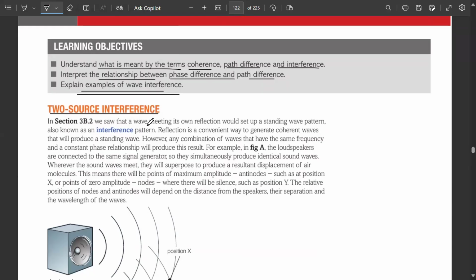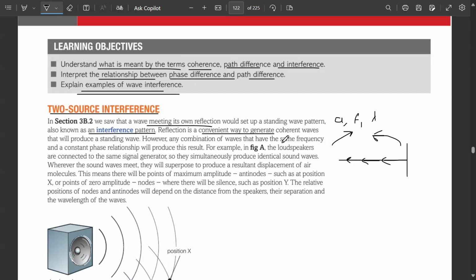So we saw that a wave meeting its own reflection would set up a standing pattern known as an interference pattern. And reflection is a convenient way to generate coherent waves because it's one source. When it reflects back, the same wave is just going to reflect back. So that is coherence. Coherence means waves with the same amplitude. Now one wave went and it reflected back as well. Now both the waves have the same amplitude, same frequency, same wavelength, everything.